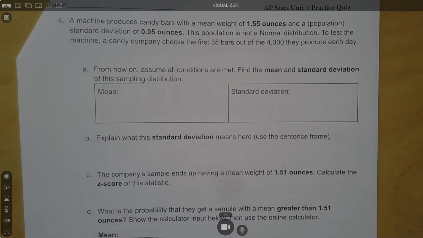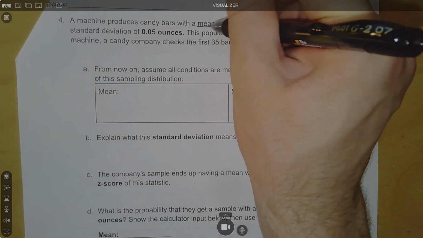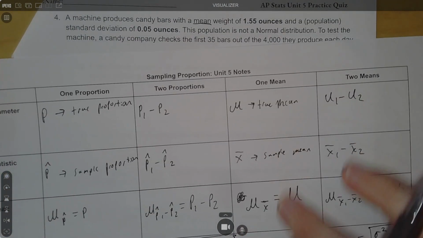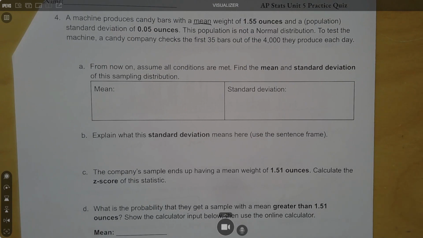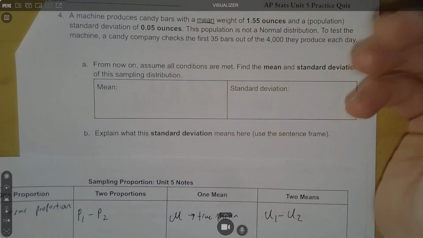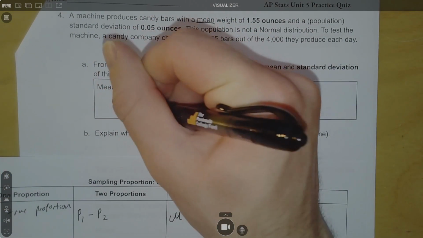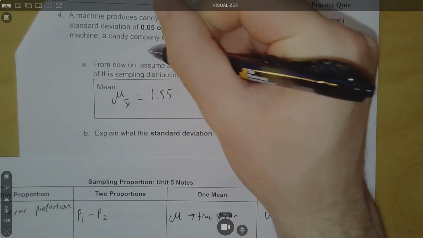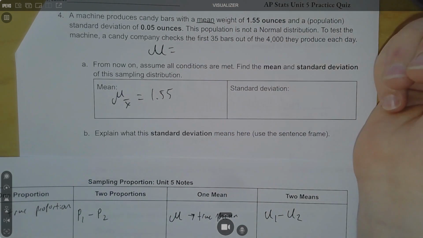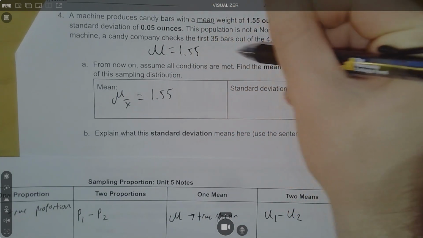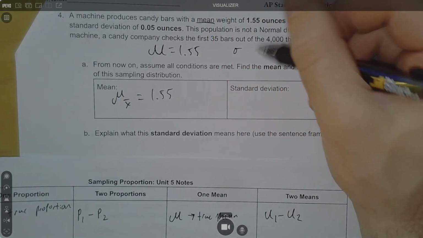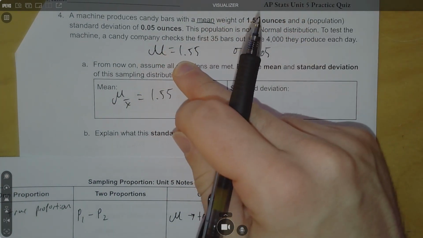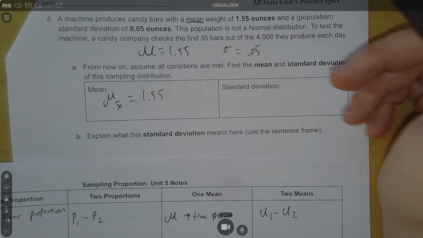So again, what am I dealing with here? It says very clearly a mean. How many means do I have? I only have one. So I'm going to go to the one mean. The mean of my sampling distribution is just equal to the mean that I had originally, which is 1.55. Good habit to mark: my population mean is 1.55 and my population standard deviation is 0.05.